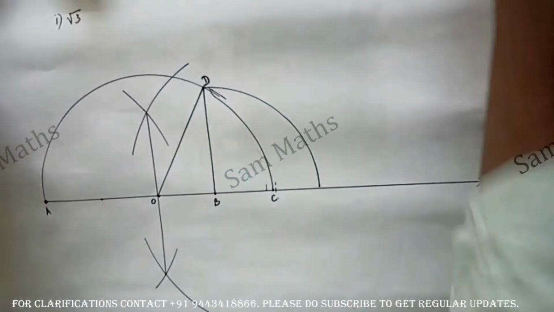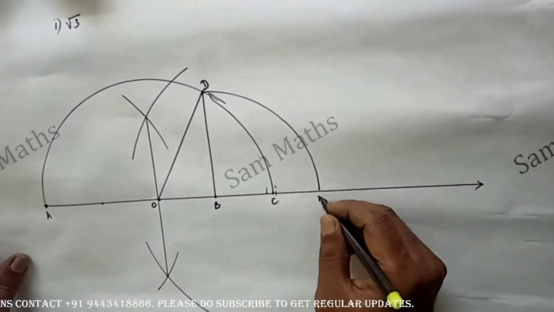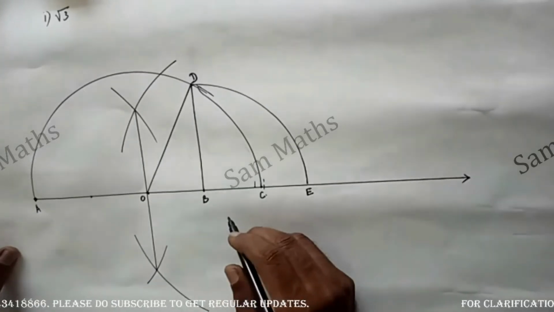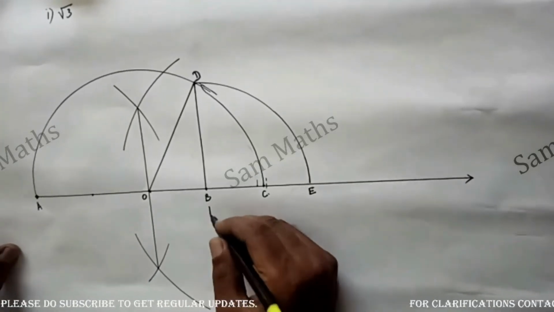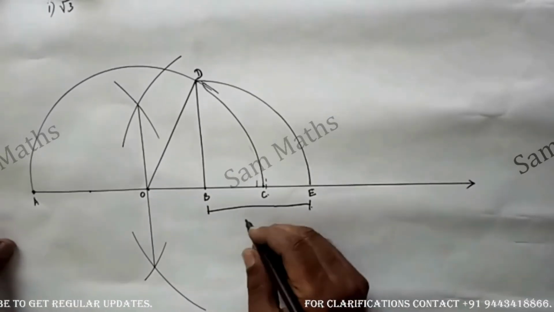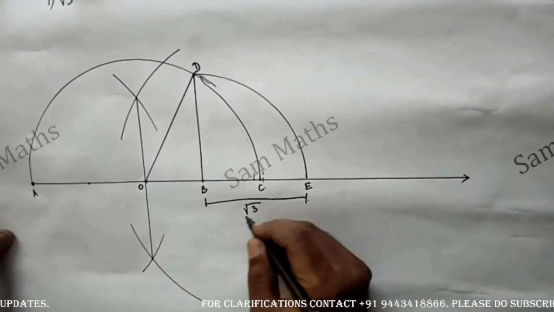BDS radius, I drew the arc. Let it be E. Now the distance BE, that is the distance from this B to E, this distance is root of 3. Clear, children? So like this, you have to do the rest of the two sums.